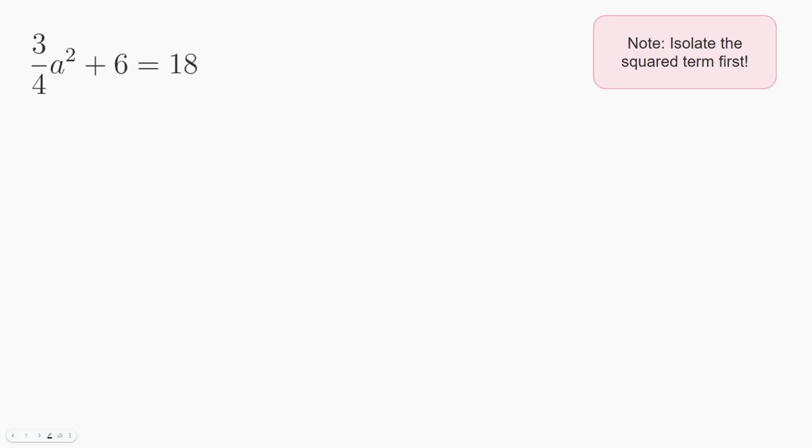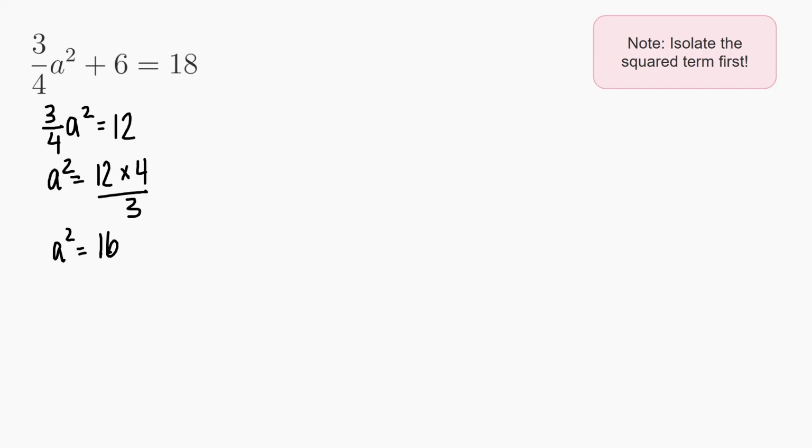For this question, we have 3/4 a squared plus 6 equals 18. a squared is going to be our quadratic term, so let's try to isolate this. So first, let's have 3/4 a squared equals 18 minus 6, which is going to be 12. Now, let's make sure this coefficient is 1 and fully isolate this term. So a squared is going to be equal to 12 times 4 divided by 3, because we're multiplying both sides by the reciprocal of 3/4, which is 4/3. So now we get a squared equals 48 divided by 3, which is going to be 16.